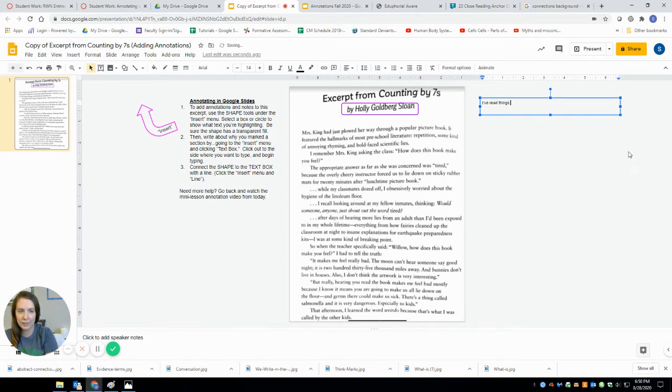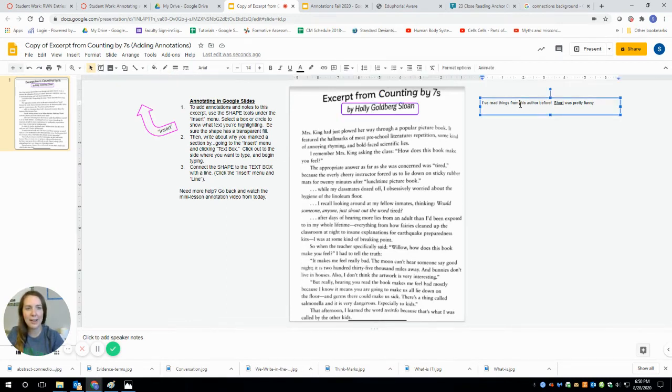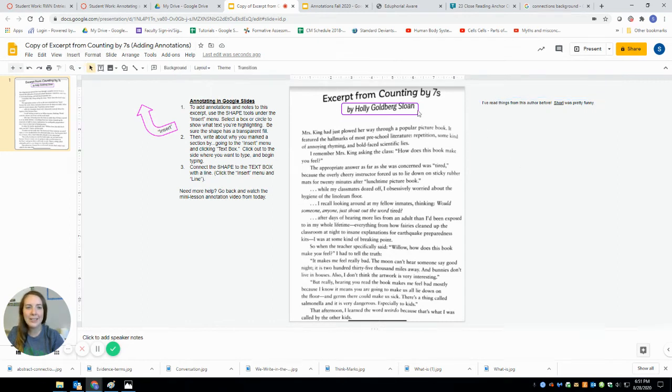So my note here is, I've read things from this author before. Short, that's the book I read, was pretty funny. So this is my annotation. It's a connection to my own life. Does that count as an actual annotation to the text? Well, yeah, because as soon as I read this author's name, I was like, hey, I've read something by her before. So I need to connect these two things.